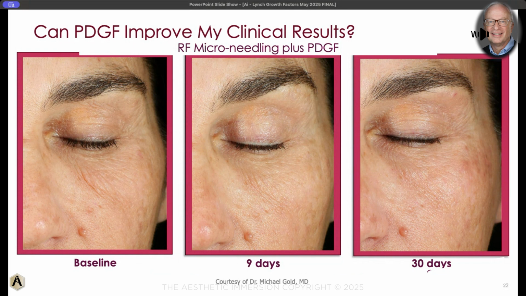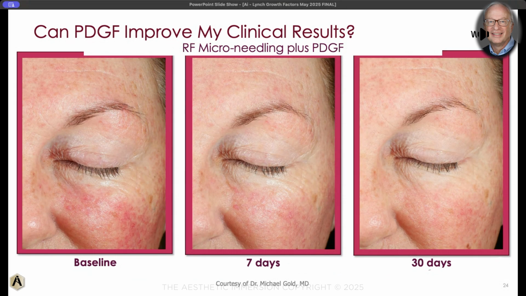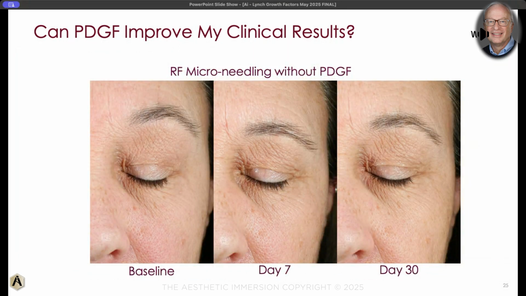And here's a close-up standardized Canfield Visia photography. Single application of the PDGF. Next. Another case from that same study, 0 and 30 days with PDGF and RF microneedling. Next. And the close-up photos, again, the Visia system. Next. This was a control from that same study that got the RF microneedling without the PDGF. Next.